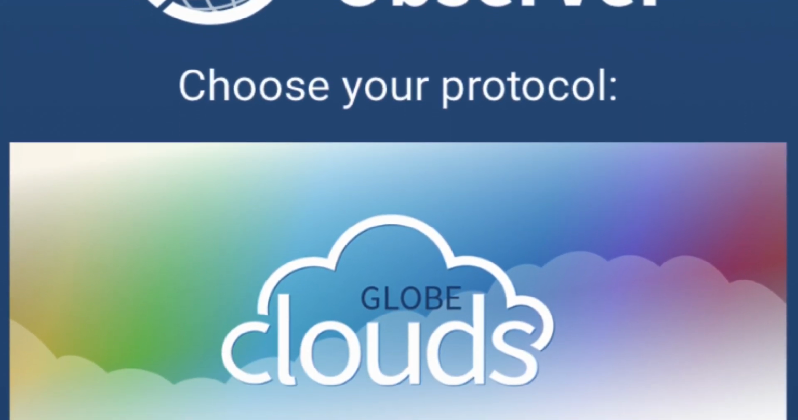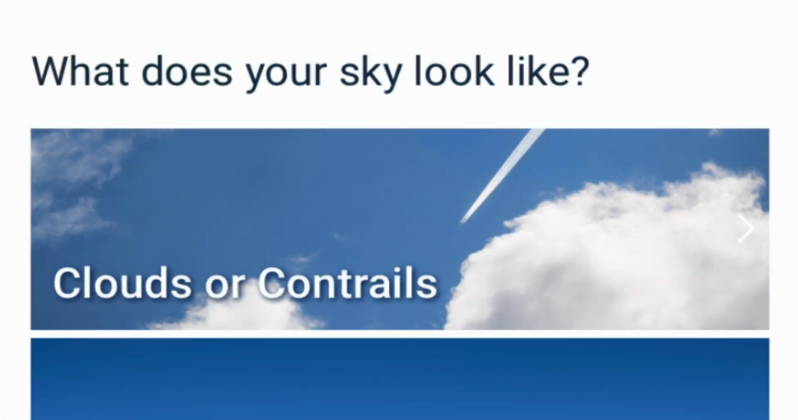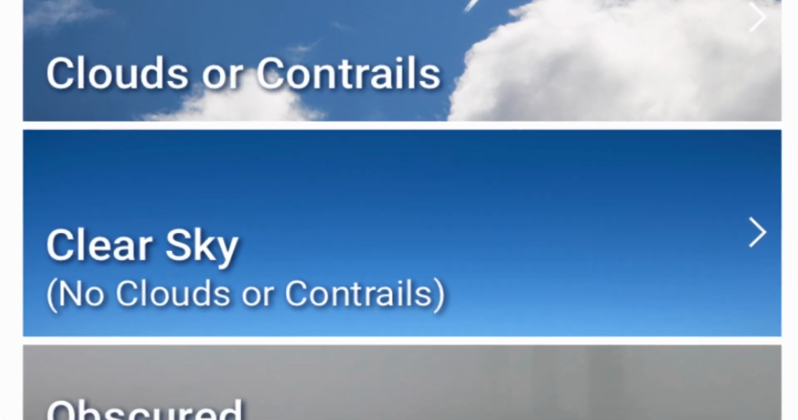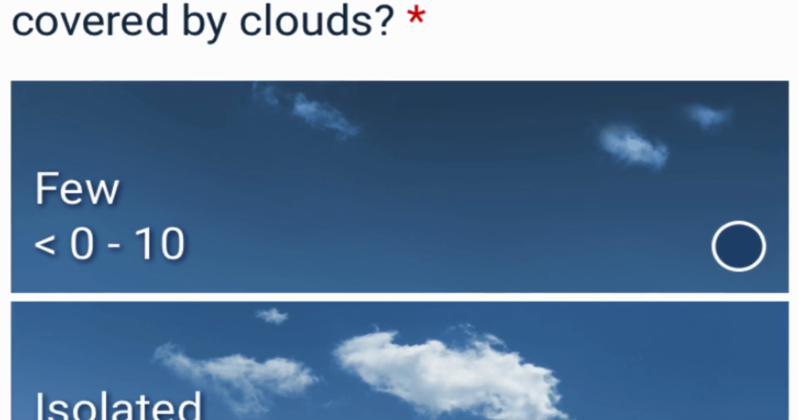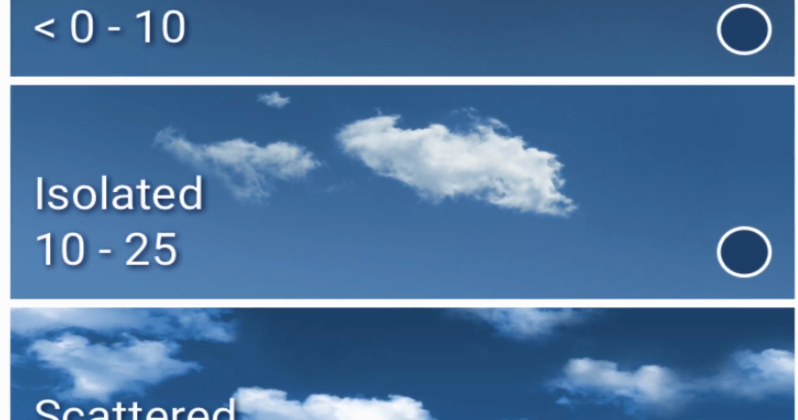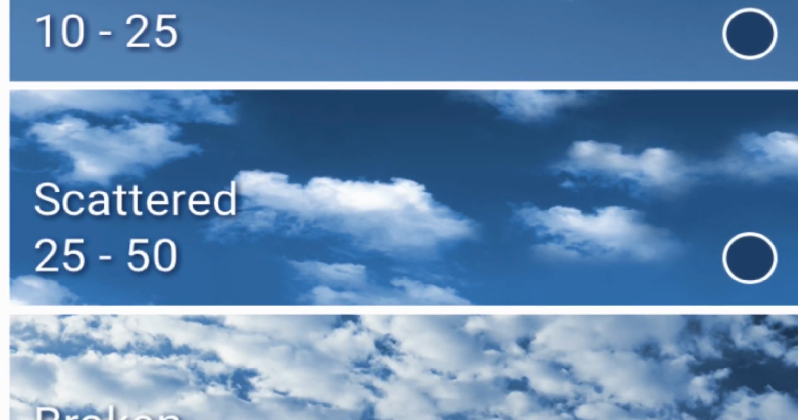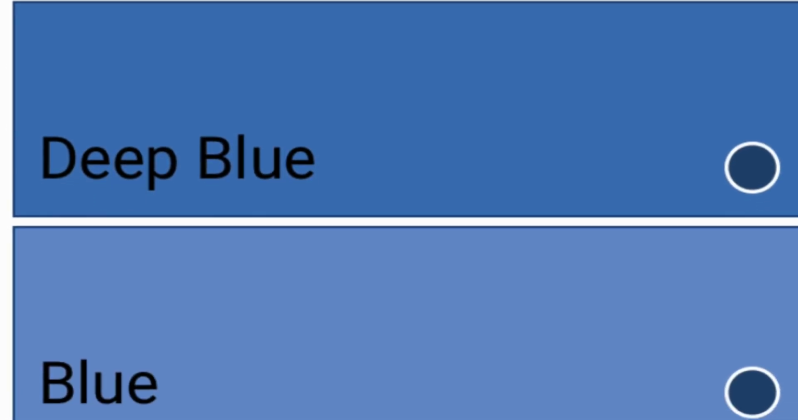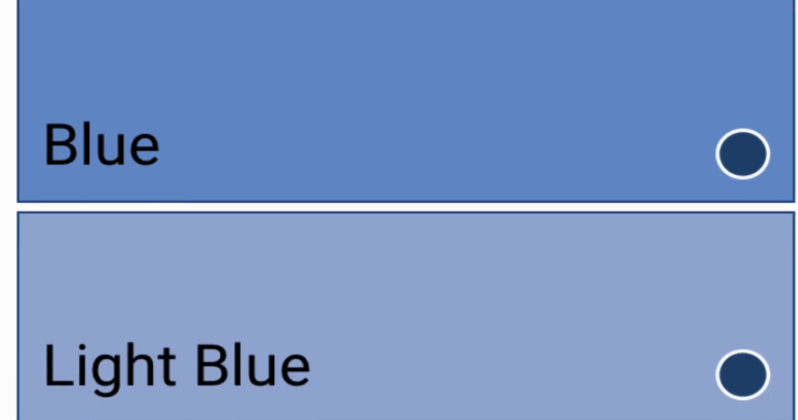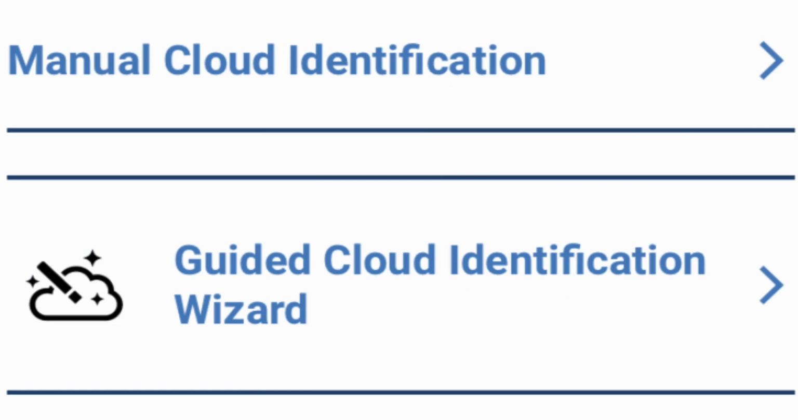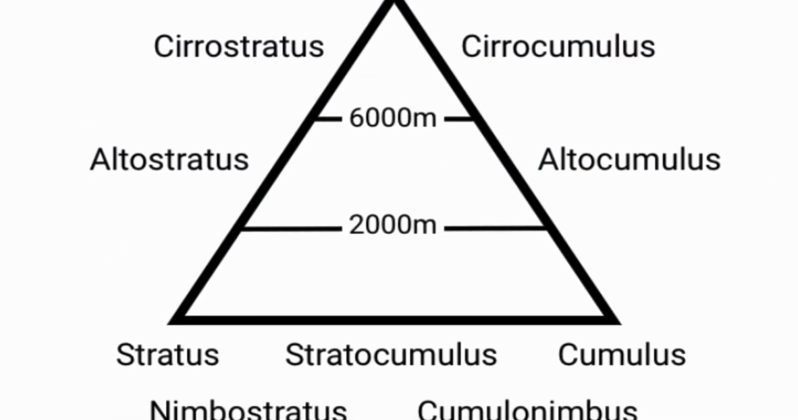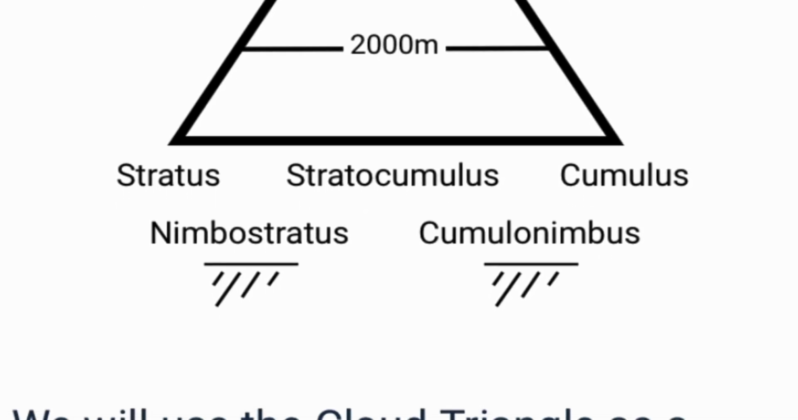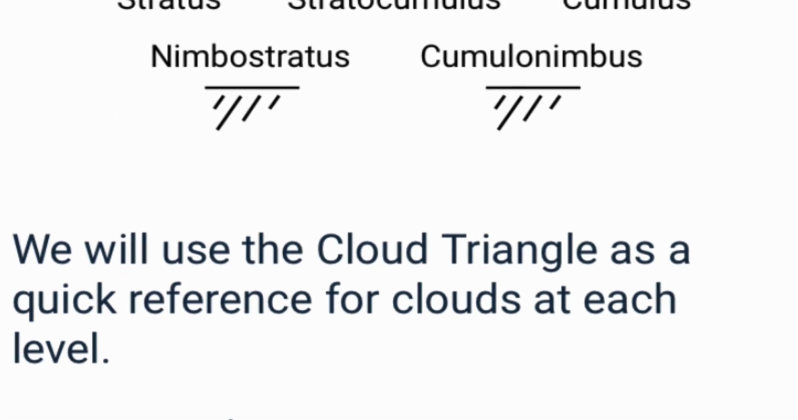And now let's take a quick look at the Globe Clouds module. The app will ask you to record your date, time, and location, as well as observe what the sky looks like. It will then ask you to estimate about what percentage of the sky is covered by clouds, and how blue it is. Don't worry, there's pictures available to help guide you through this process. Now, for those of you that may not remember quite how to identify clouds, they also have a cloud identification wizard that will help you identify the different clouds you see in the sky.